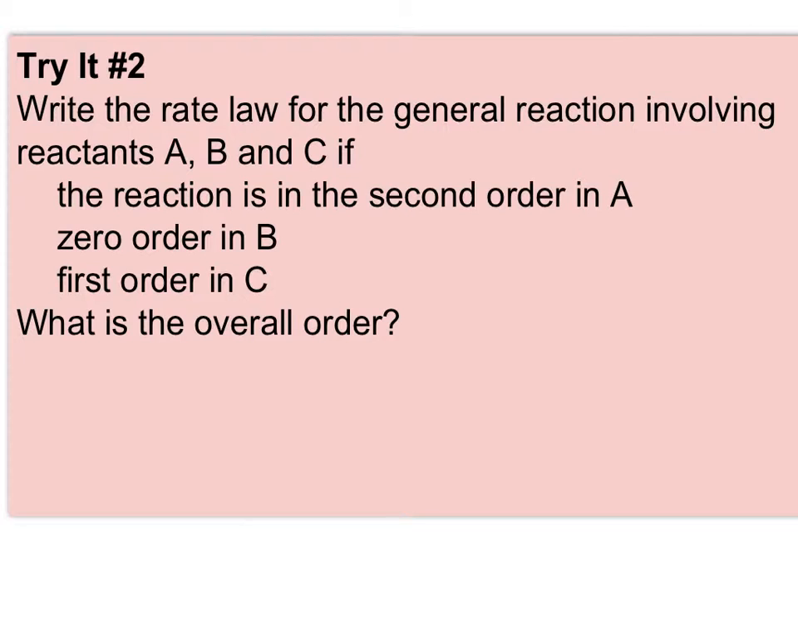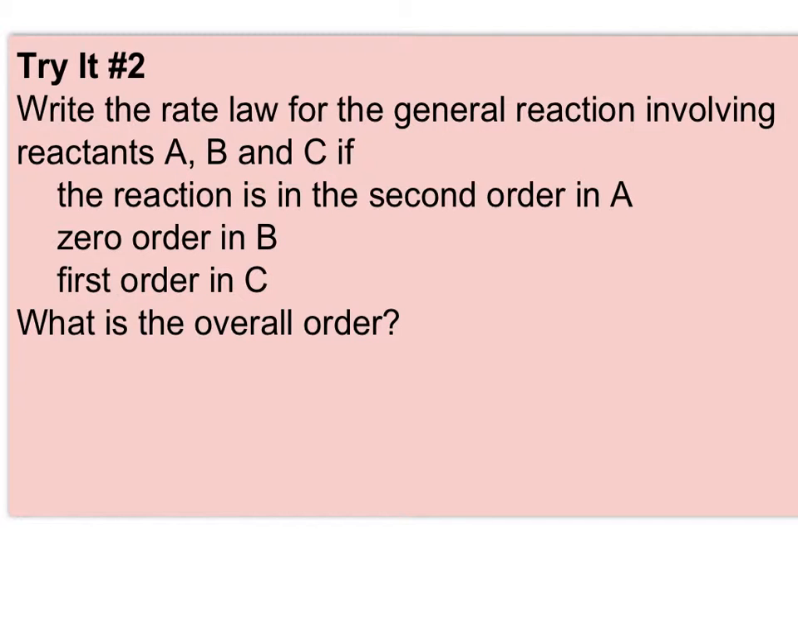Here's another example for you to try. Write the rate law for the general reaction involving reactants A, B, and C if the reaction is second order in A, zero order in B, and first order in C. And then determine the overall order for this reaction. So go ahead and pause and see what you can come up with here.